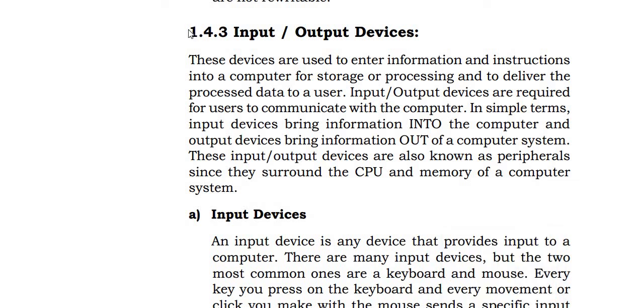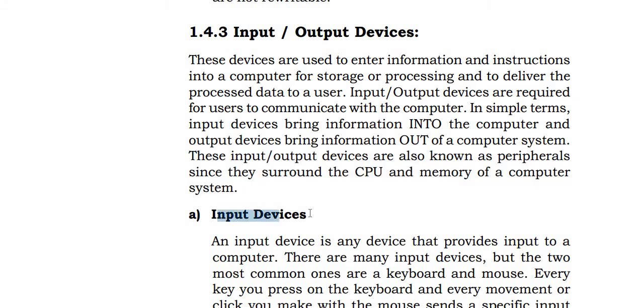1.4.3 Input/Output devices. These devices are used to enter information and instructions into a computer for storage or processing and to deliver the processed data to a user. Input/Output devices are required for users to communicate with the computer. In simple terms, input devices bring information into the computer and output devices bring information out of a computer system. These input/output devices are also known as peripherals since they surround the CPU and memory of a computer system.